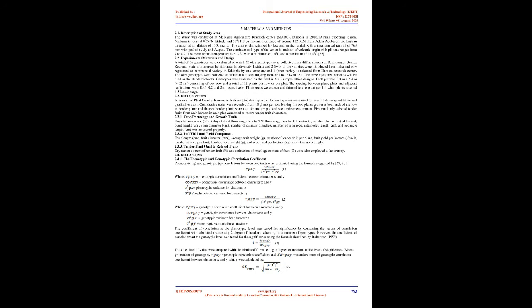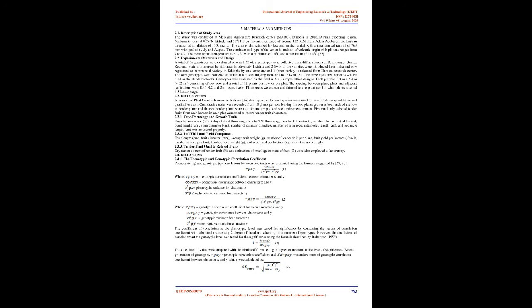Therefore, it is imperative to study the variability and association of traits among genotypes collected from the regional state. Thus, the objective of this study was to determine the association of quantitative traits of okra genotypes for yield and yield components, which helps us generate information for okra improvement. 2. Materials and methods. 2.1 Description of study area. The study was conducted at Melkassa Agricultural Research Center, MARC, Ethiopia, in the 2018/19 main cropping season.